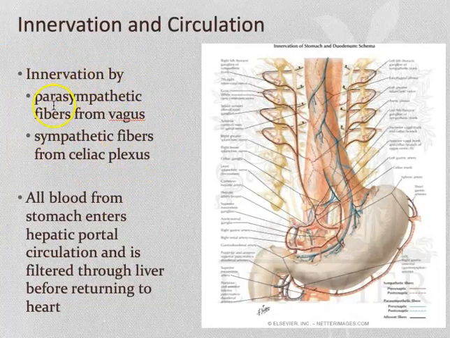As I mentioned earlier, there's parasympathetic and sympathetic fibers that are going to innervate your stomach. Again, rest and digest, parasympathetic, fight or flight, sympathetic. Basically what this says, all the blood from the stomach is going to enter something called the hepatic portal circulation. This is important. Your liver tries to filter as much of the blood as possible coming from your stomach and your intestines before that blood reaches the general circulation. That way it can detoxify anything that might be harmful to other organs or the brain.